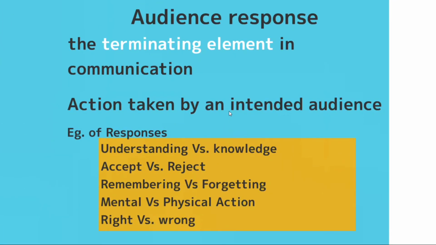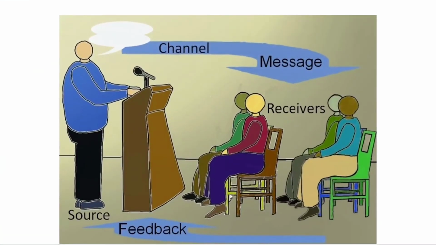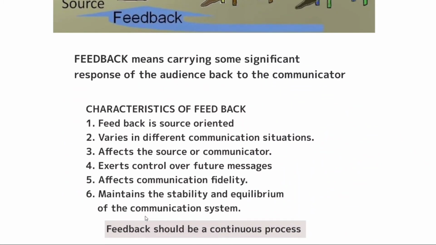Audience response is the action taken by the audience after communication. That may be accepting or rejecting our idea or innovation, remembering or forgetting the information we have shared. Feedback is the information received by the communicator from the audience during the process of communication. That feedback information may be oral, written, signs, postures, gestures, etc. Feedback helps the communicator to manage the communication process effectively.